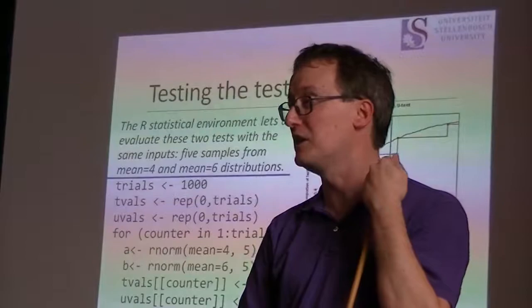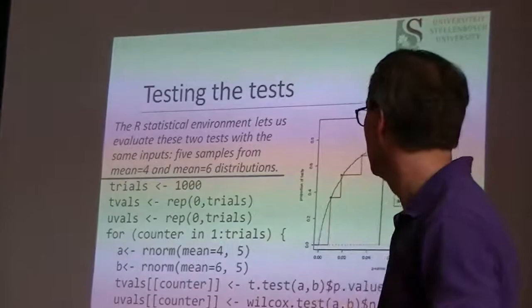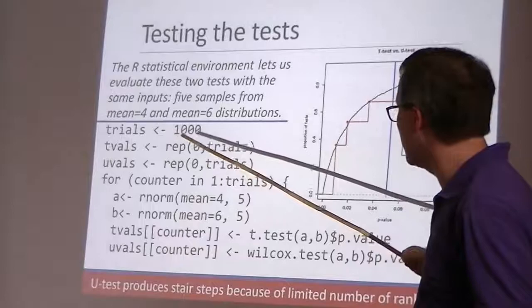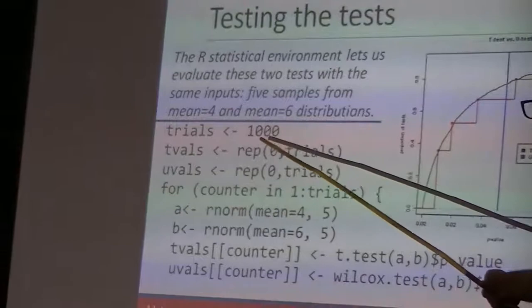This is really bad code because I wrote it, but I hope that it's going to be simple that you can follow it. So we're going to start with testing these tests. I'm going to make up data for 1,000 different trials of t-test and u-test. I'm going to use different means.